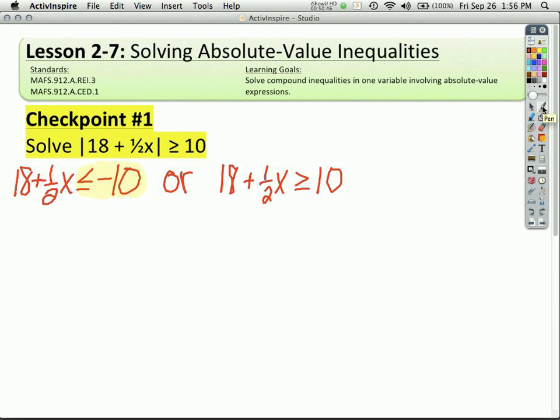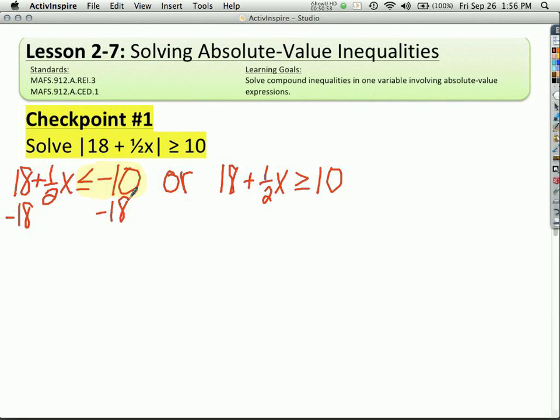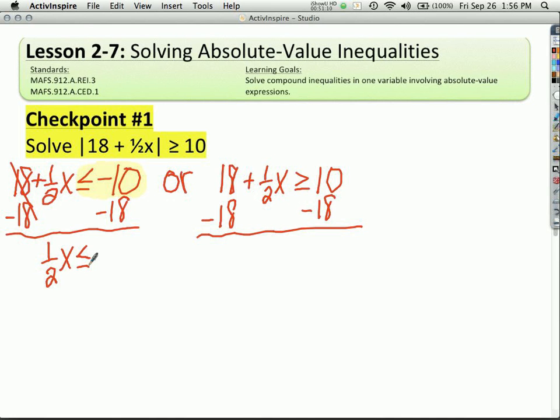Now solve both of them. What's the first step in solving both of them? Marcus? You gotta subtract 18 on both sides. Very good. Subtract 18 on both sides here, and that actually ends up being the first step here as well. You just end up with a different result. This cancels, and we get 1/2 x is less than or equal to negative 28. This cancels, and you get 1/2 x is greater than or equal to negative 8.